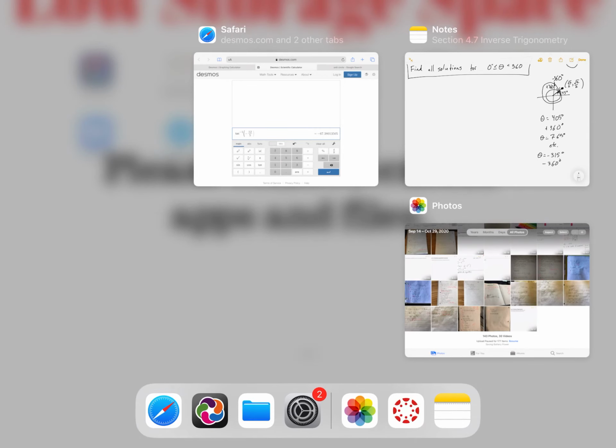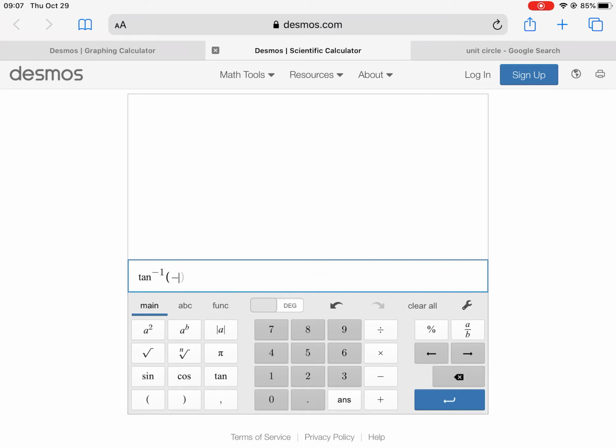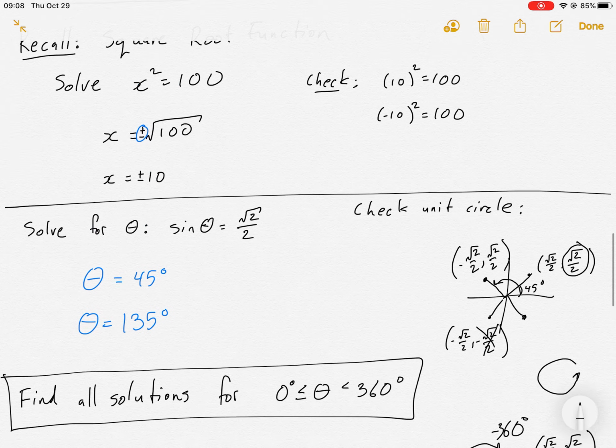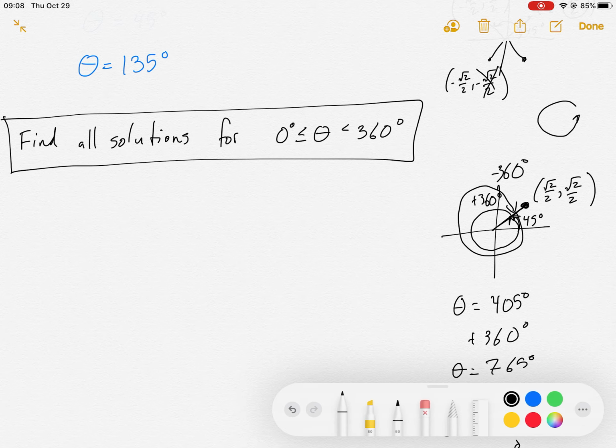All of these work. So if I go to my scientific calculator, and I say, well, what is, let's do sine of 45. That's square root of 2 over 2. You could double check that. I can say, well, what about sine of 405? Same answer. Sine of negative 315. Same answer. All of these solutions work. Just like with the square root, there were more answers than just the square root of 100. In this case, there's tons and tons of answers.